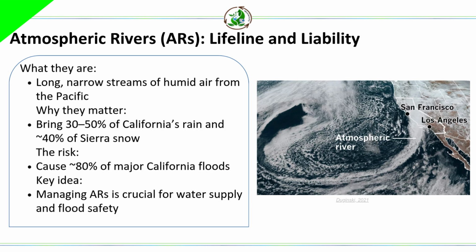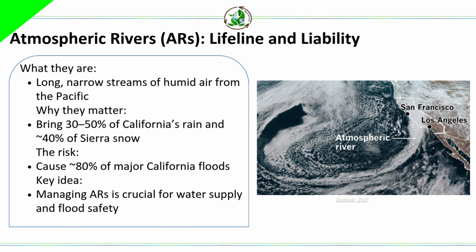Now let's talk about atmospheric rivers, or ARs. These are long, narrow streams of humid air that come from the Pacific Ocean. They bring a huge amount of water to California, about 30 to 50% of the state's rain and roughly 40% of the snow in the Sierra Nevada. But they also carry risks. ARs are responsible for about 80% of major floods in California. The key idea is that managing ARs is really important. If we can anticipate and prepare for them, we can capture water safely, protect communities from floods, and maintain a reliable water supply.